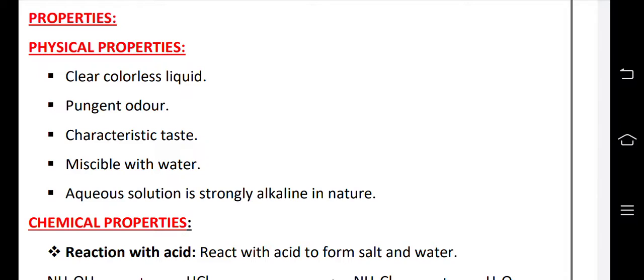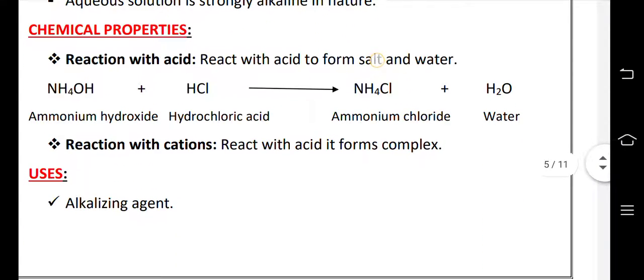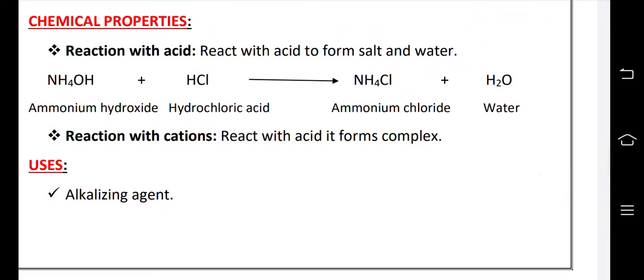First, physical properties. It is a clear colorless liquid and it has a pungent odor, characteristic taste, miscible with water, and it is an aqueous solution and is strongly alkaline in nature. Now coming to chemical properties. Strong ammonium hydroxide on reaction with acid forms salt and water. This is the equation in which ammonium hydroxide reacts with hydrochloric acid to form ammonium chloride and water. Next, reaction with cations. On reaction of strong ammonium hydroxide with cations, it forms a complex.